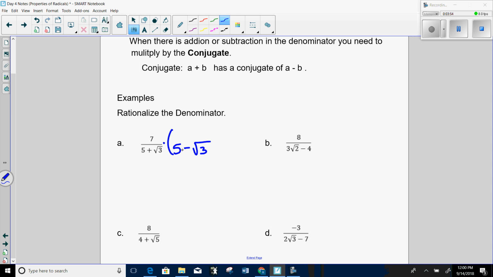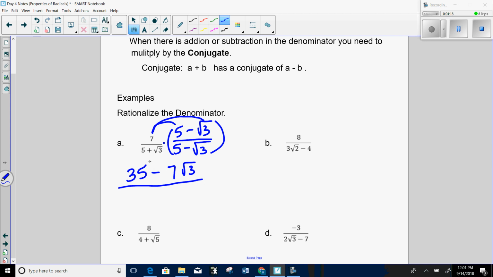And the conjugate is just taking this number and making it a minus sign. You just switch this sign right here in the middle. So we have a plus, we switch it to a minus on the top and the bottom. And when I do this, I now have to distribute. This 7 gets multiplied by both numbers. That becomes 35 minus 7 square root of 3.